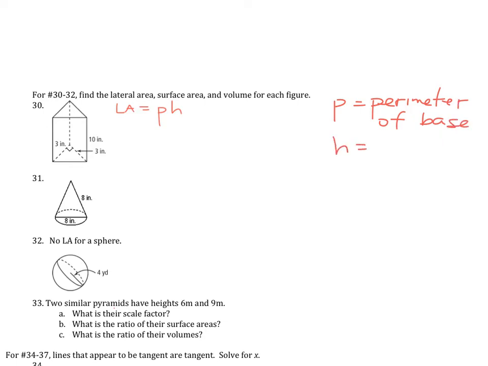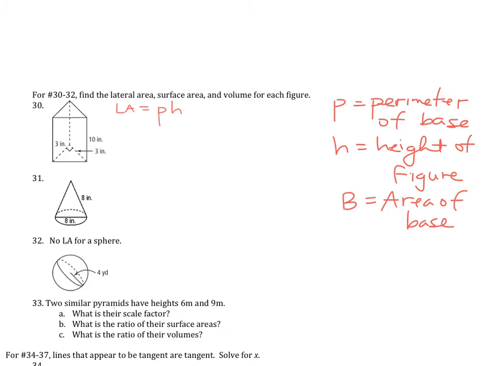Perimeter is the distance around, like you add up all the sides. H stands for the height of the figure. B is the area of the base. L is the slant height. What am I missing? PH, 1/2 PL, LA plus B, LA plus 2B, 4/3 pi R cubed, 4 pi R squared, 1/3 BH. That's all of it.